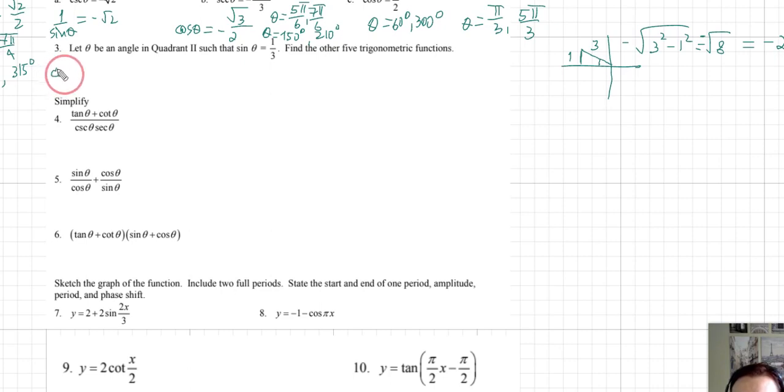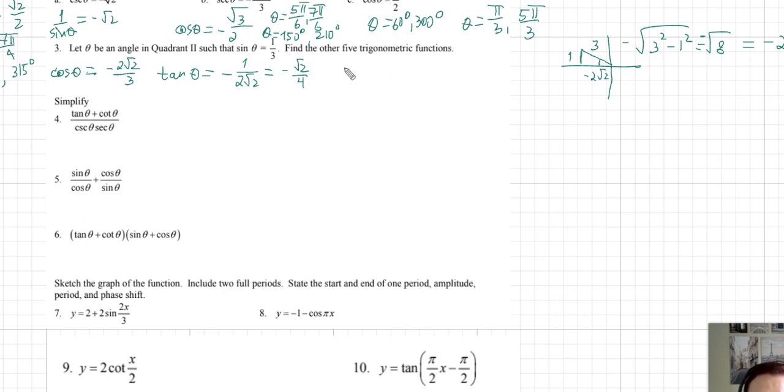So we just found that cosine theta is going to be equal to negative 2 root 2 over 3. Then we can find tangent theta. Tangent is opposite over adjacent, so that's going to be negative 1 over 2 root 2. Once we rationalize the denominator, it's going to be negative root 2 over 4. You're multiplying both numerator and denominator by square root of 2.